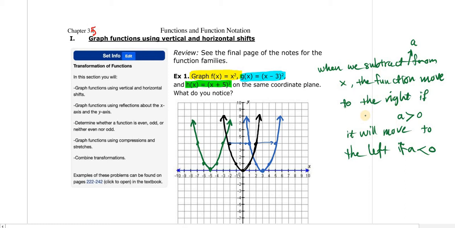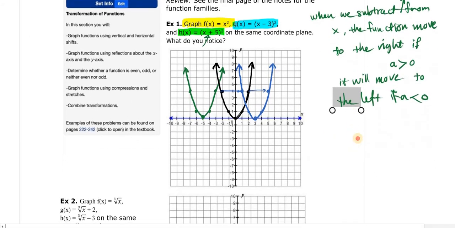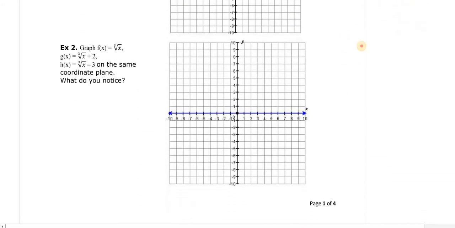So if you subtract a positive number, you will get x minus a all squared. In this case, you're going to move to the right a units. But if you subtract a negative number, that will make it into a positive. That means we're going to move to the left 5 units. In this case, we move to the left 5 units. In general, you're moving a units to the left if you subtract a negative number. Okay? So this is basically the horizontal translation or the horizontal shift of functions.